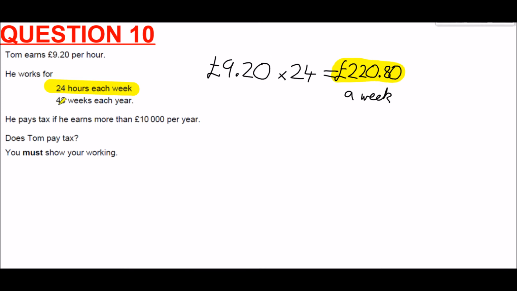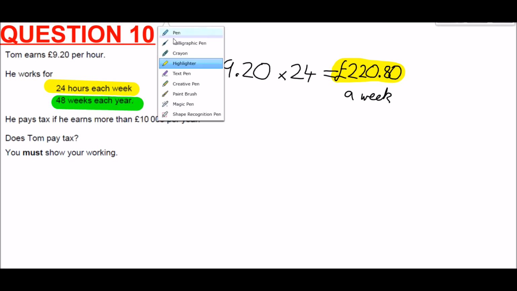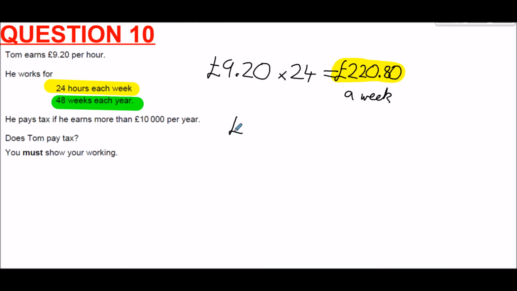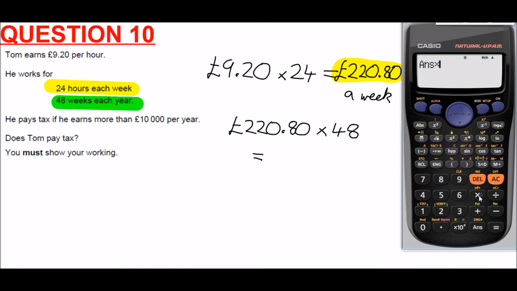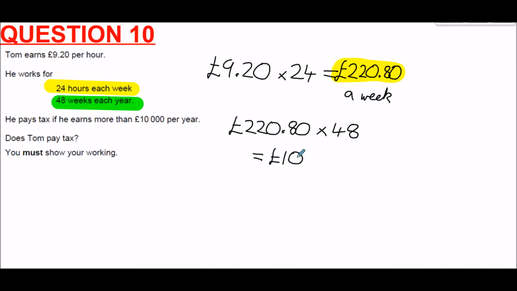But it next says he works 48 weeks each year. So what we need to do now is take his weekly pay, £220.80, and multiply that by 48, because he works 48 weeks in a year. So let's see what that comes to in total. So £220.80 multiplied by 48 comes out to be £10,598.40. And that's his full pay for a year.